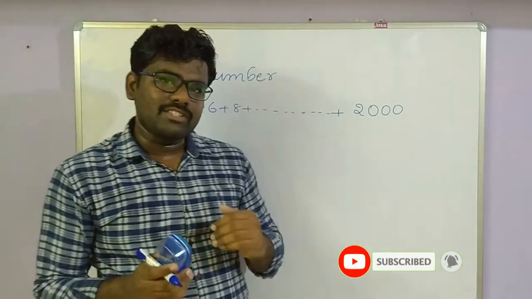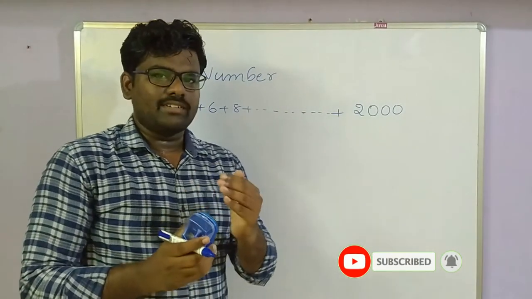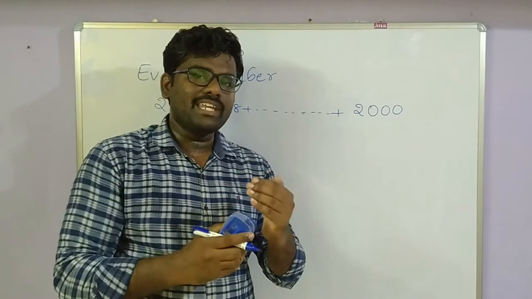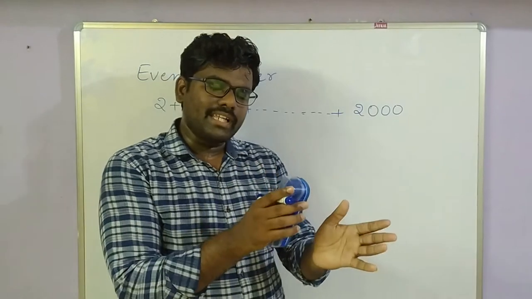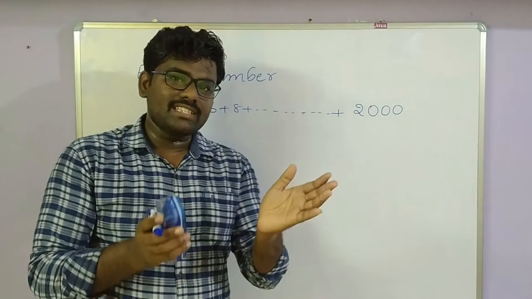Once we observe, up to 10, how many even numbers are there? 5 even numbers and 5 odd numbers are there. Up to 20, up to 20, what can we say?